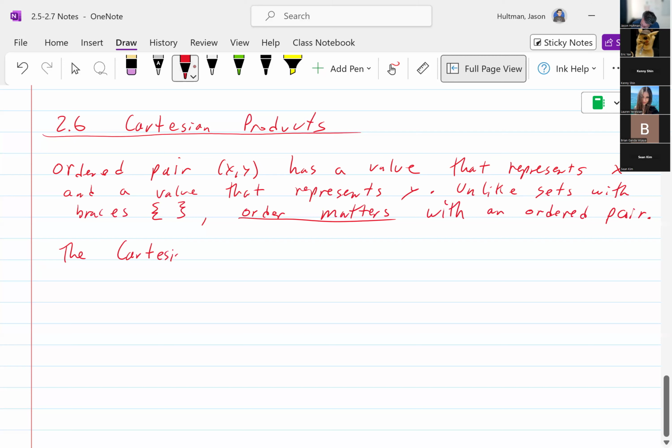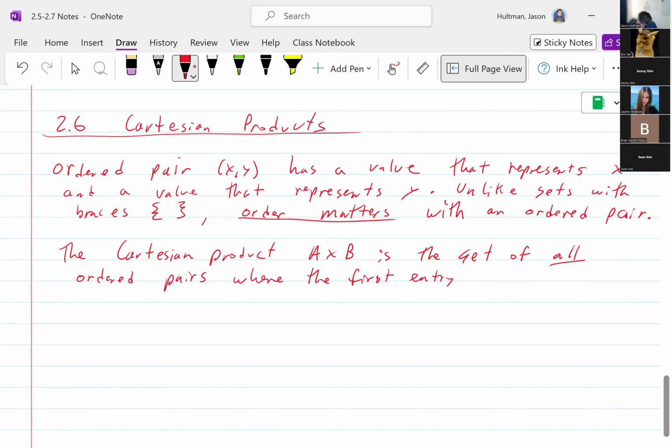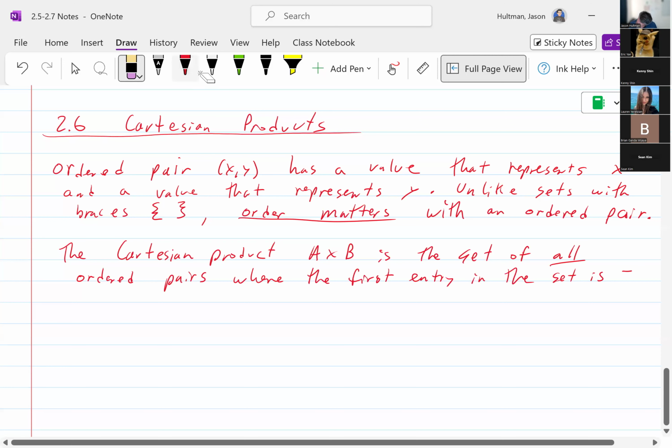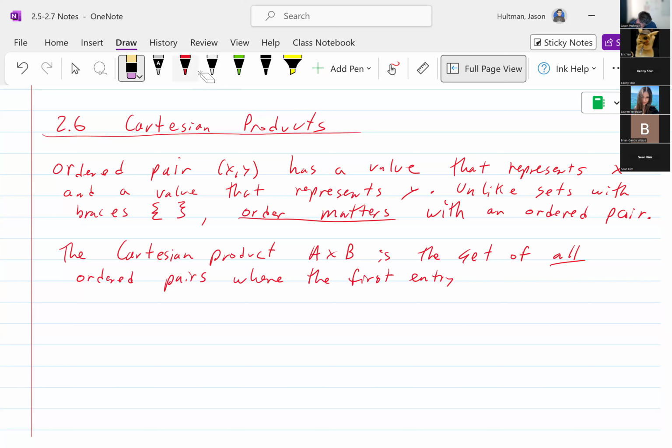The Cartesian product A cross B is the set of all ordered pairs where the first entry in the set is A and the second entry in the set is B. Oh, sorry. This should say where the first entry is in set A, and the second entry is in set B.